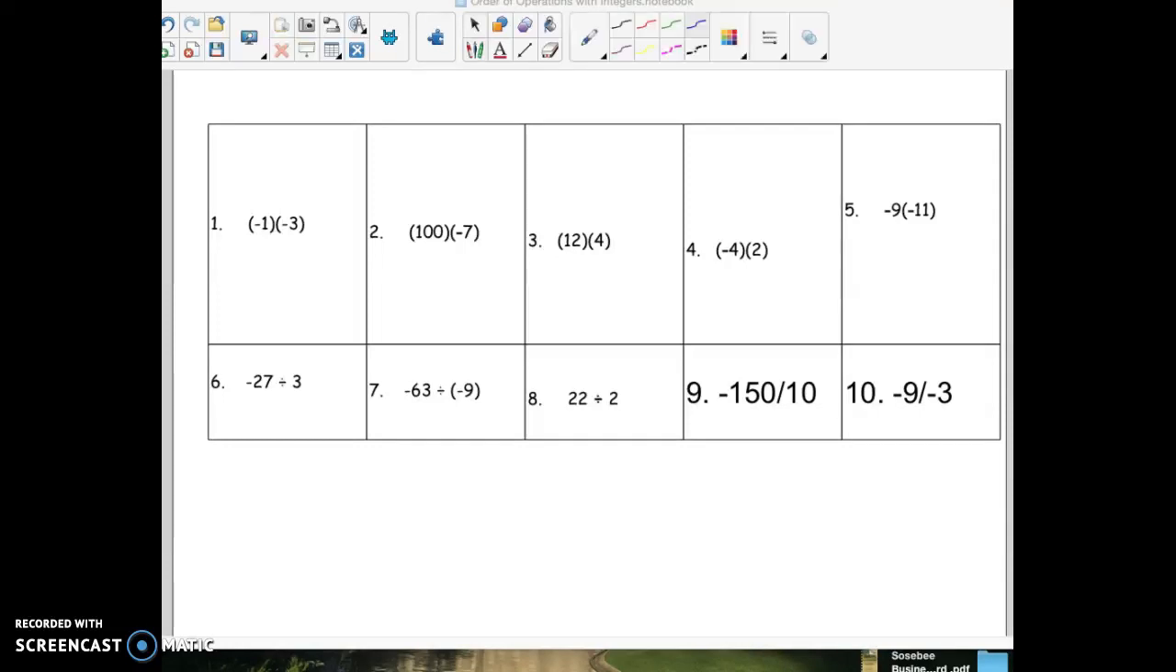Hey guys, today we're going to work on our multiplying and dividing integers as well as our order of operations in order to prep for our test tomorrow. Don't forget that you need to be writing all of these down and practicing them, and when I tell you to pause, make sure you pause.